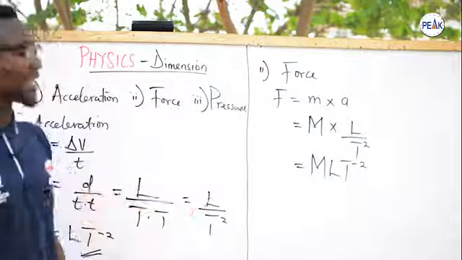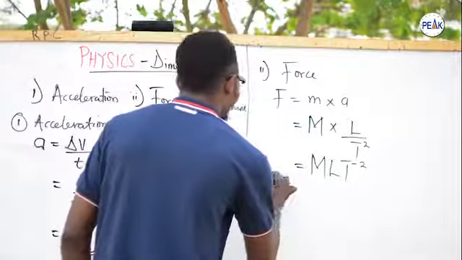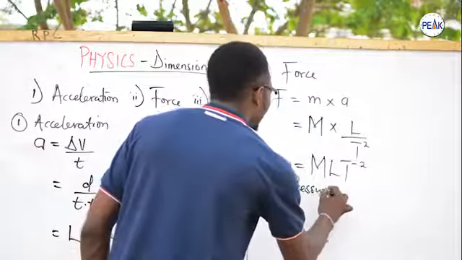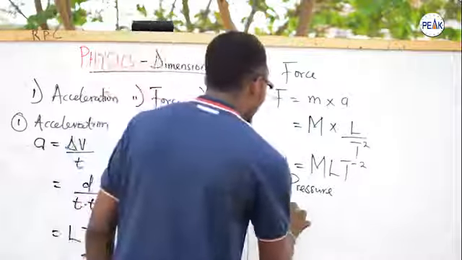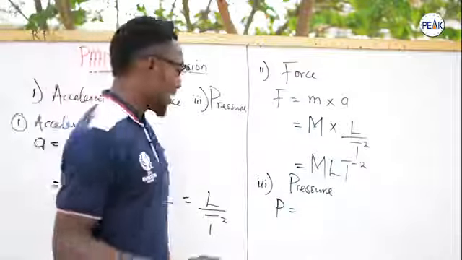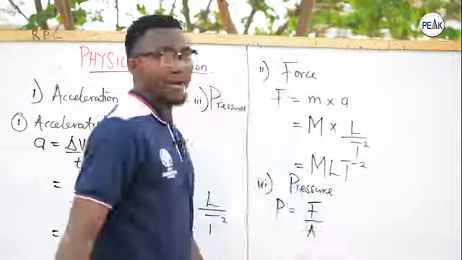So let us do the last one, which is pressure. If I want to find the dimension of pressure, the first thing for you to do is know the formula for pressure. Now, what is pressure? Pressure is force per unit area. So pressure is force divided by area.